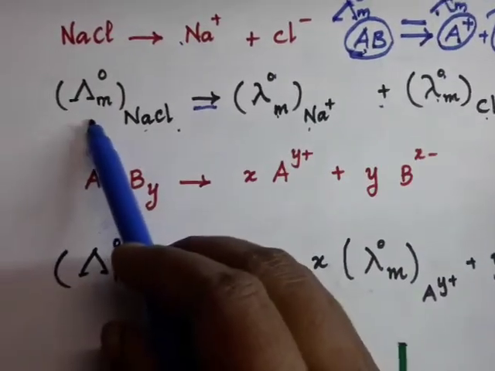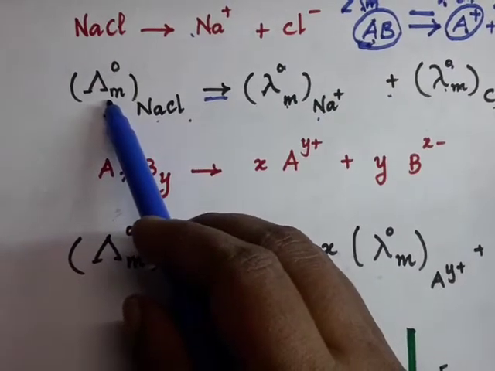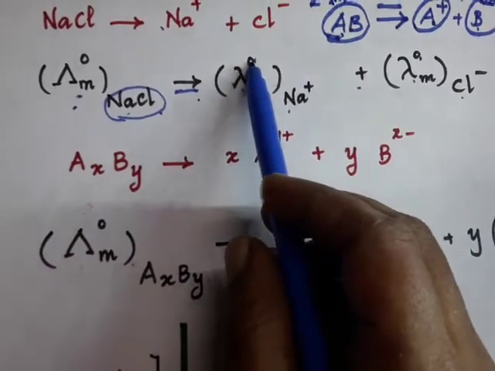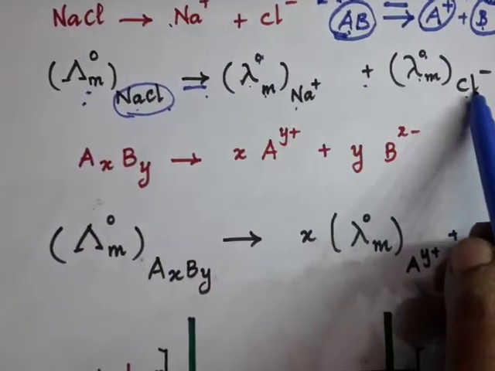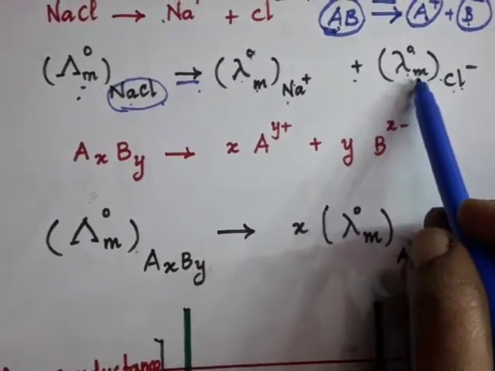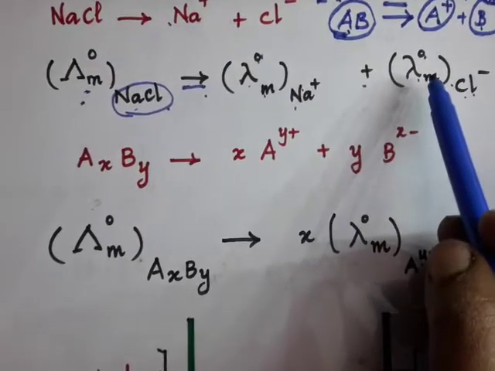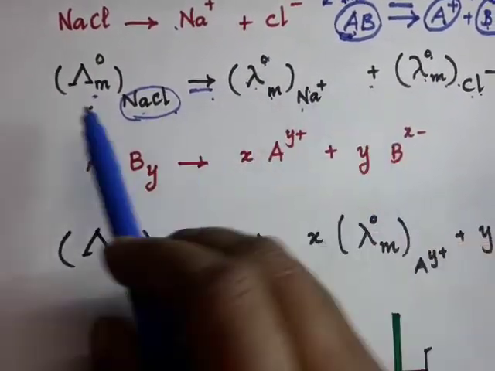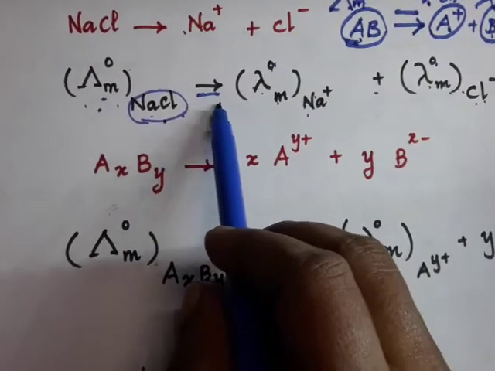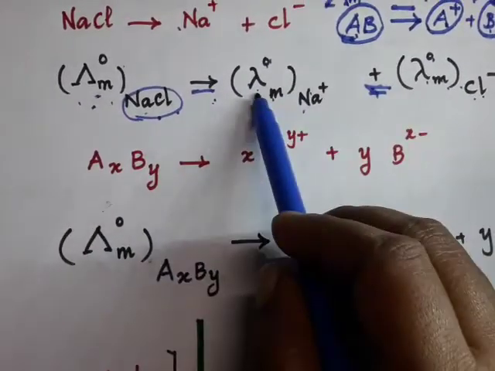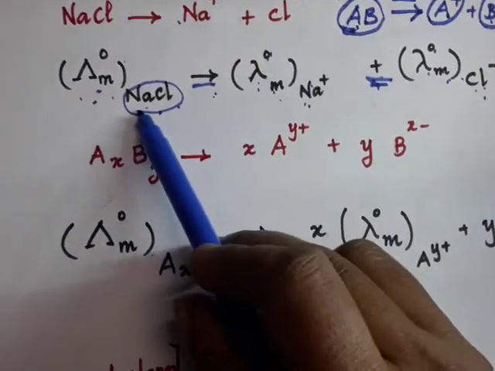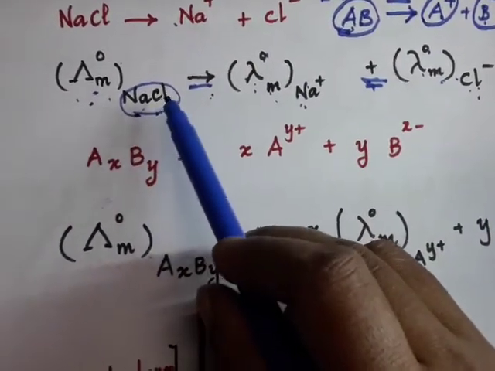At infinite dilution, the limiting molar conductance of the electrolyte will be equal to the sum of the limiting molar conductance of the constituent ions. This is said to be Kohlrausch's law. So what is Kohlrausch's law? At infinite dilution, the limiting molar conductance of the electrolyte will be equal to the sum of the limiting molar conductance of the constituent ions present in the electrolyte. So this is Kohlrausch's law, right?